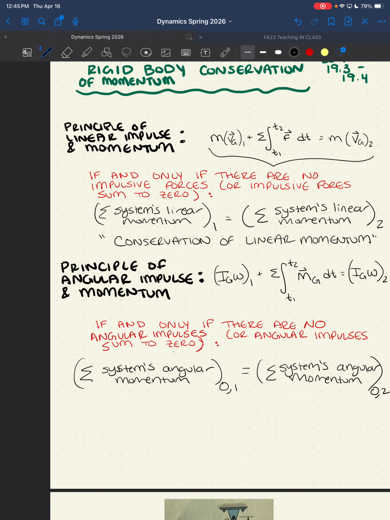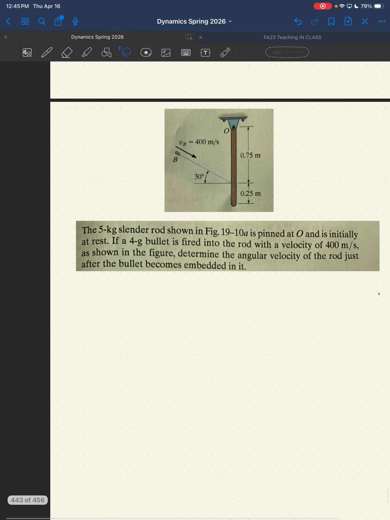And what do you think we call this equation? Conservation of angular momentum. Beautiful, Annabelle. Conservation of angular momentum.